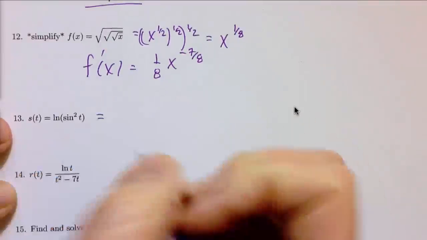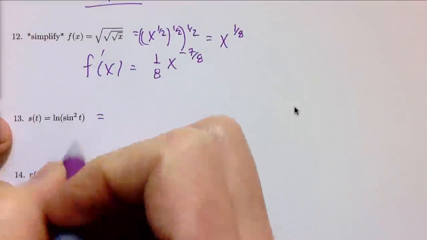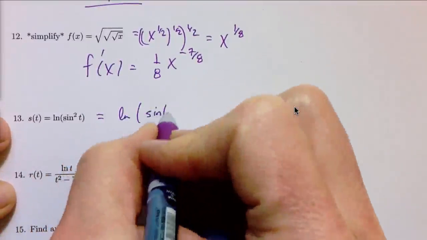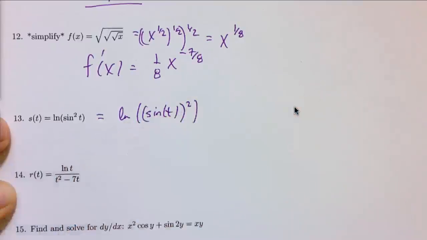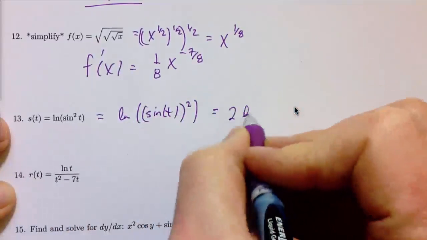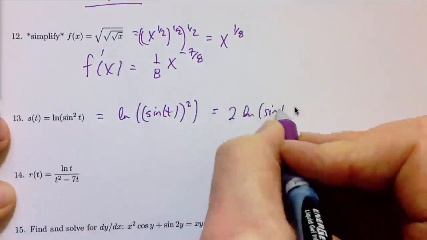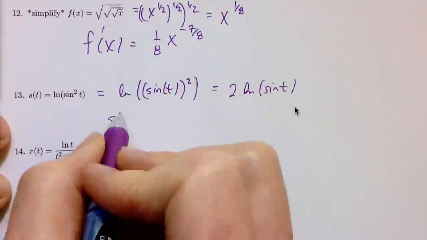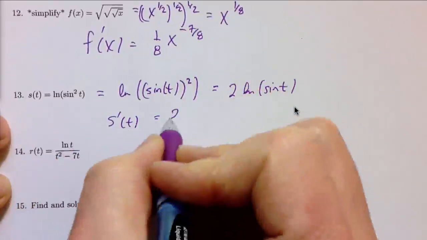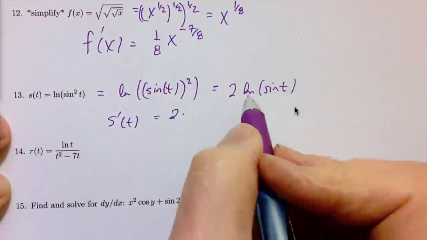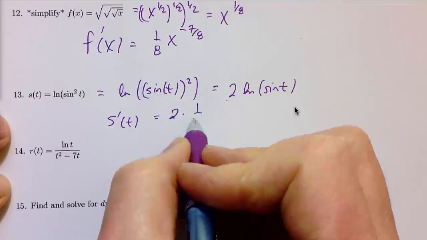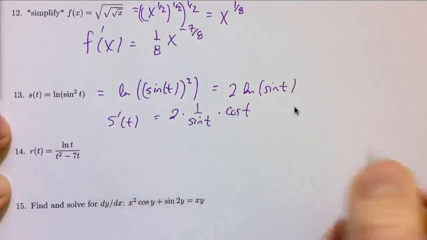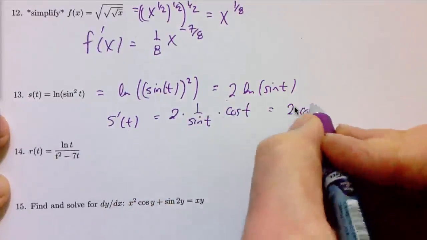Likewise, this next one. This notation sine squared of t is unfortunate, but this is the same thing. That's what we're stuck with. Properties of log says I can bring that 2 to the front. Now I'm going to differentiate. So 2, pull that out of the way. Derivative of natural log of sine t is 1 over the inside times the derivative of the inside. You can leave it like that, or you can write this as 2 cotangent of t.